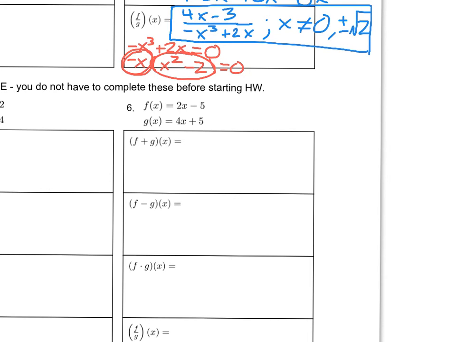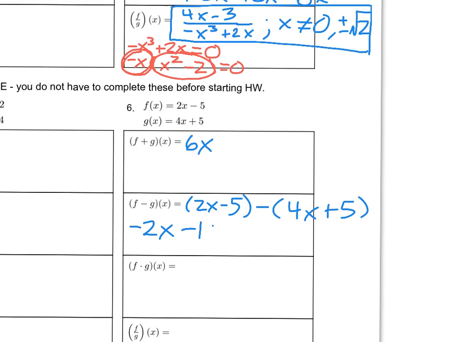Right, so for number 6, we're going to add those together. We can probably save some time and just add them together by looking at it. 2x plus 4x makes 6x. Negative 5 plus 5 makes 0. Right, I'll write this one out, the subtraction. 2x minus 5 minus 4x plus 5. So we're going to end up with 2x minus 4x is negative 2x. And then negative 5 minus 5 is negative 10.